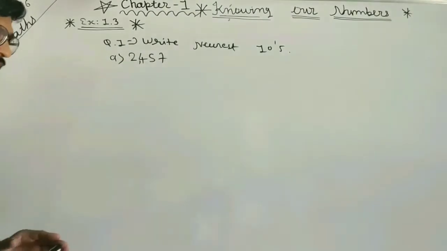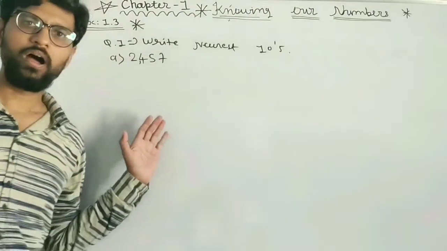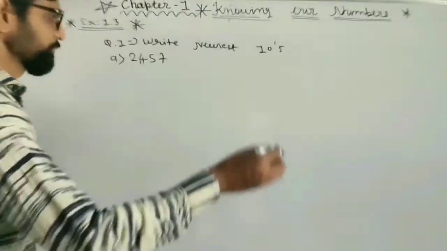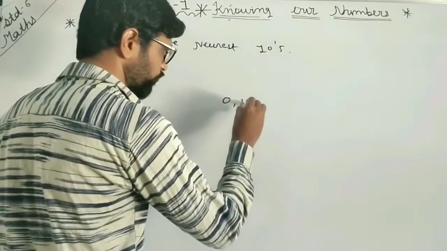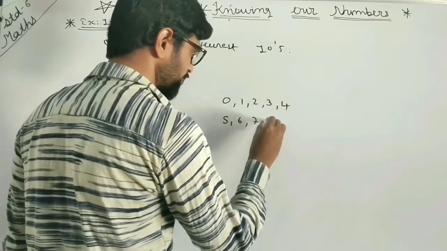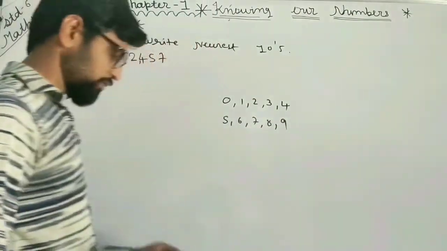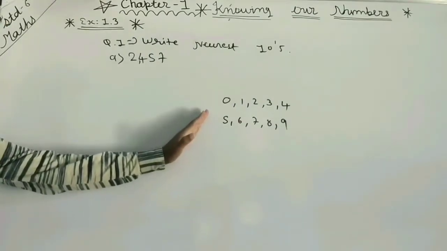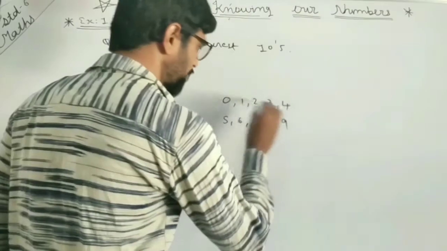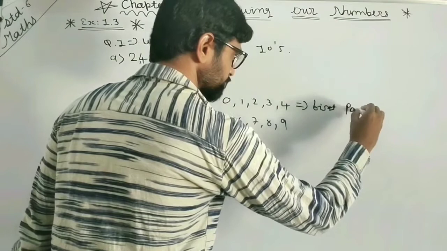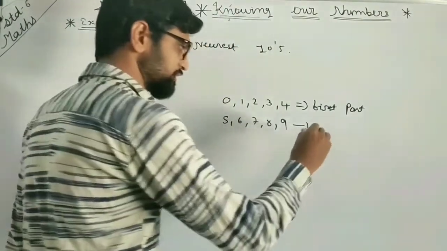Now all the numbers are made from the 10 digits. Which ones? 0, 1, 2, 3, 4, 5, 6, 7, 8 and 9. All the numbers are made from these digits. I have divided these 10 digits in two parts. First, 0 to 4. This is the first part, and 5 to 9. This is the second part.